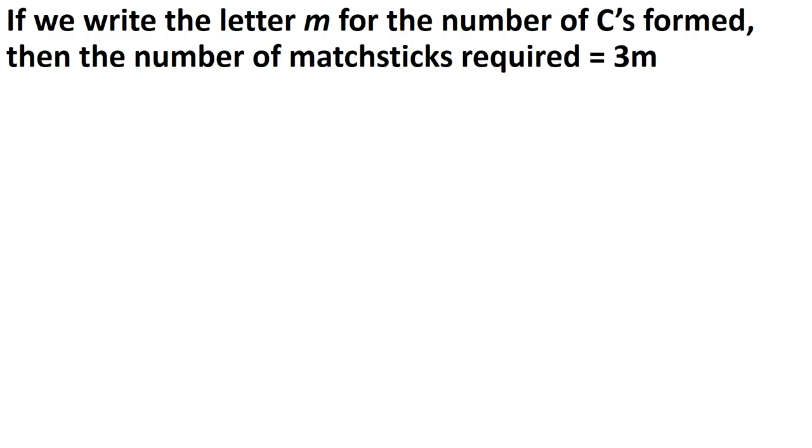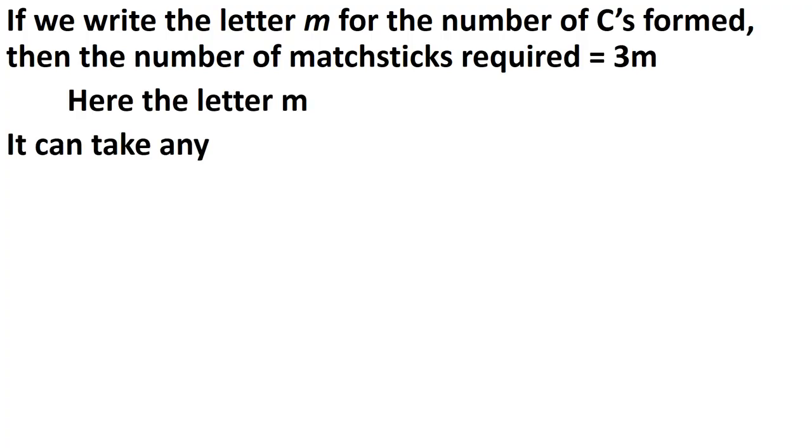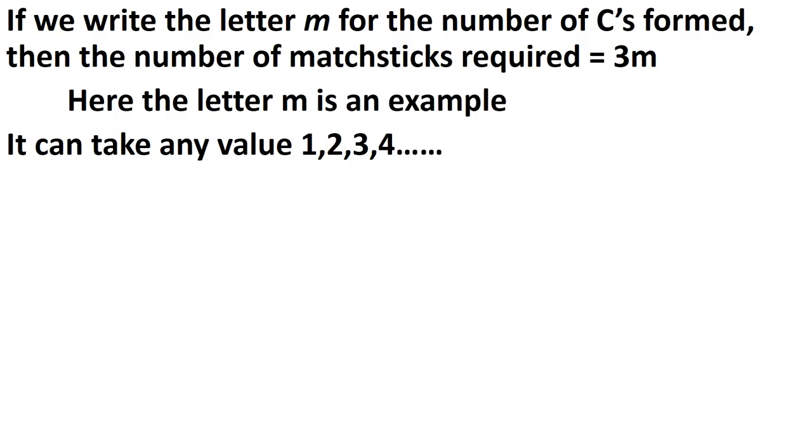Where does this 3 come from? It is the number of matchsticks used in 1C. And what is this M? The M is the number of times we are writing C. So it is 3M. Here the letter M is an example of a variable. This I have told you. It can take any value: 1, 2, 3, 4 or any value.